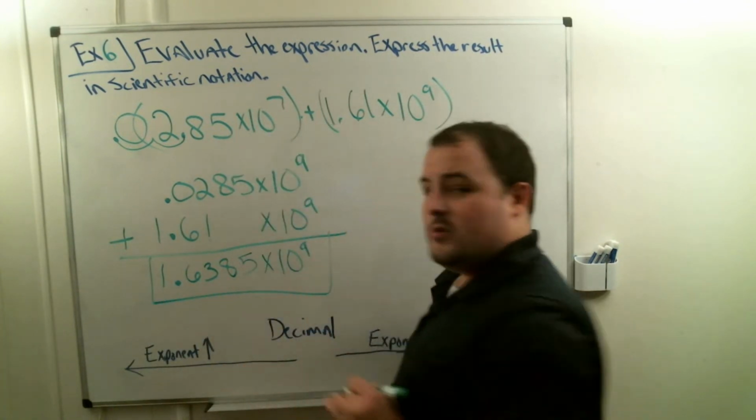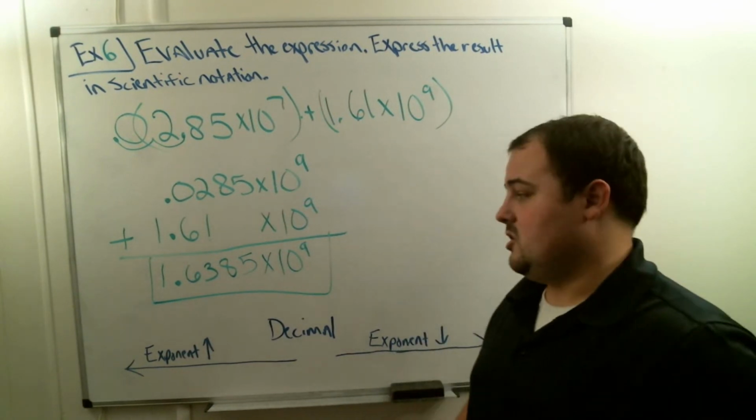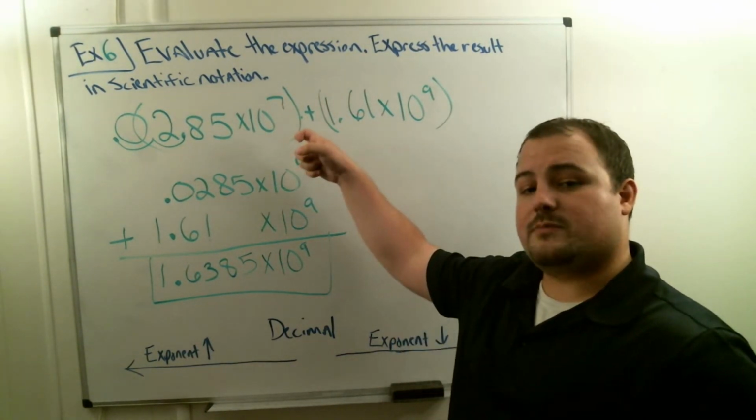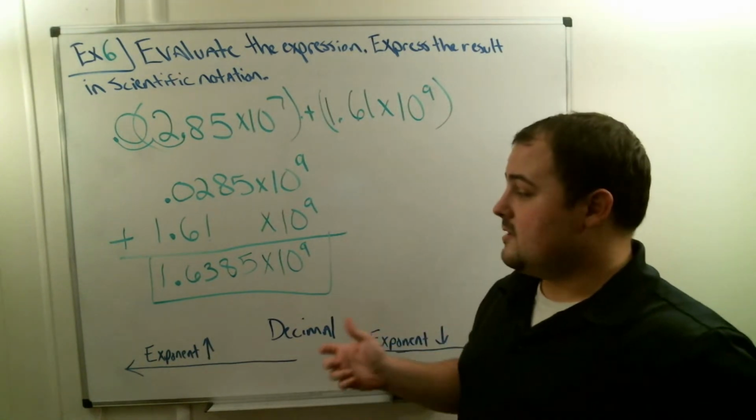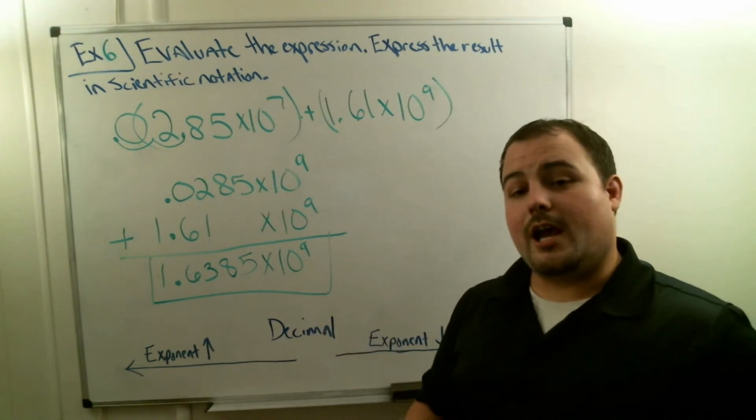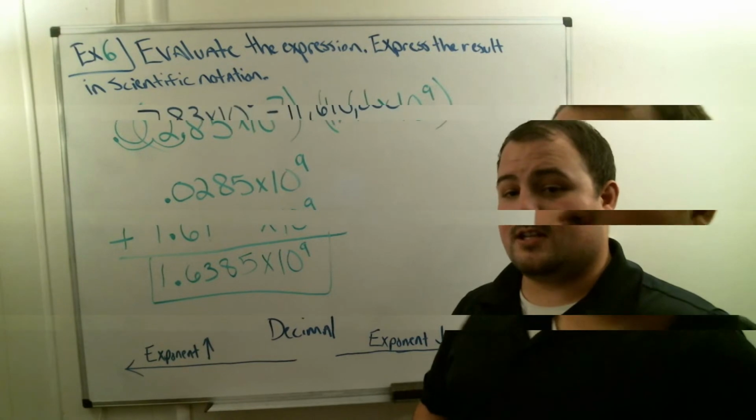And what we just did was we wrote that in scientific notation just by moving the small exponent up to the bigger one. So we're done. We can only add or subtract again if the exponents are the same.